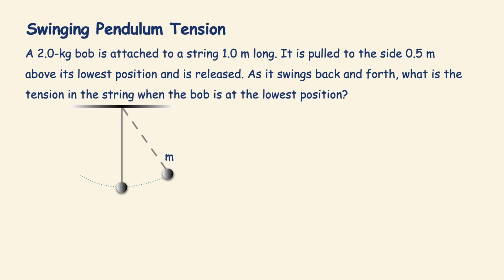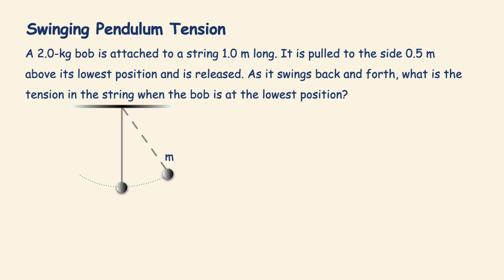Here we'll consider an example of a swinging pendulum, but instead of bringing a new element, we will actually combine two previous examples. So we're going to have a 2.0 kilogram bob attached to a string that is 1.0 meters long. It is pulled to the side so that it's 0.5 meters above its lowest position, and it's released.